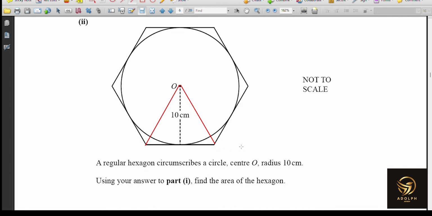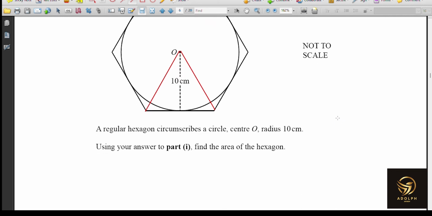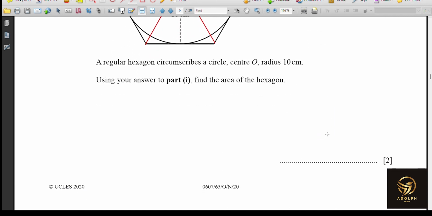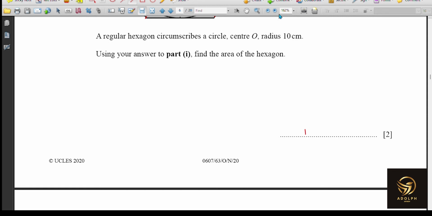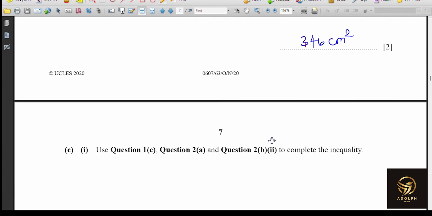So just now we found that the area of one triangle is 57.7, and we know that there are 6 identical triangles. So if you multiply your previous answer by 6, directly you'll be getting 346 as the area. Even they have mentioned here, using your answer from part 1, find the area of the hexagon, so the previous answer multiplied by 6. You can even simply put 6 into the answer button, so that you'll be getting your direct answer. So we finish this, we'll move to the next one.